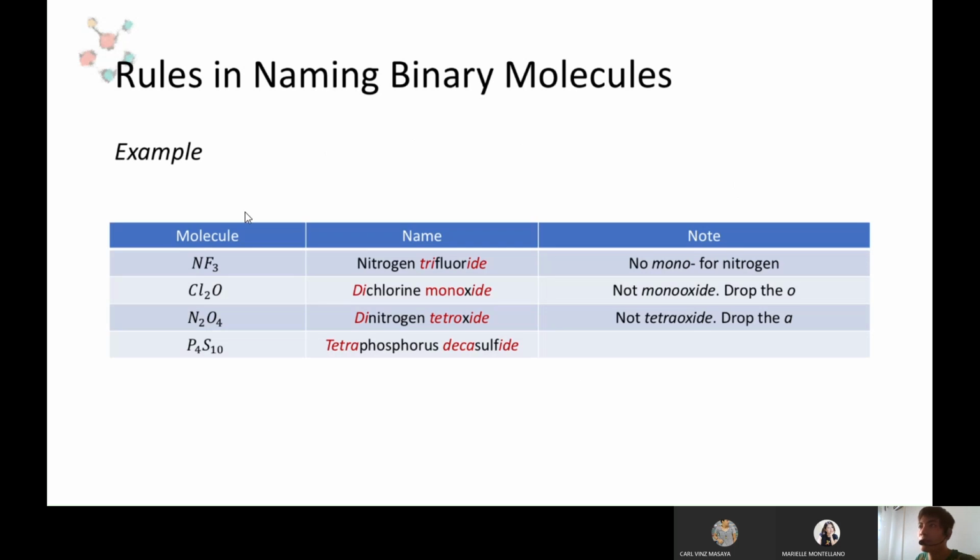So let's have this for example, NF3. How many nitrogen do we have? One. Should we use mono-nitrogen? No, not allowed. Don't say mono-nitrogen, just nitrogen. We have three fluorine, so we use the Greek prefix tri. Then for fluorine, we change the suffix to -ide. So, nitrogen trifluoride. Mono is not allowed for the first element.